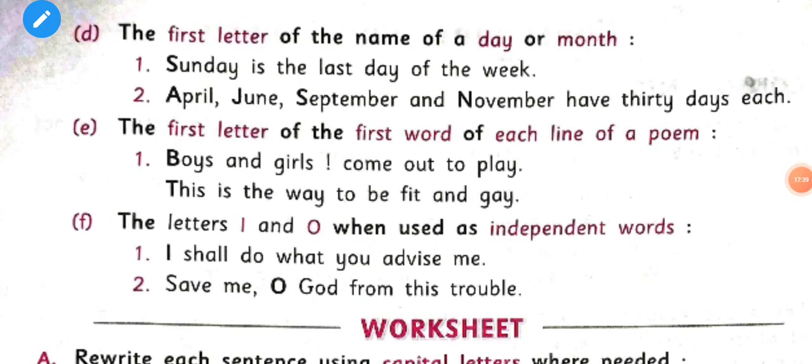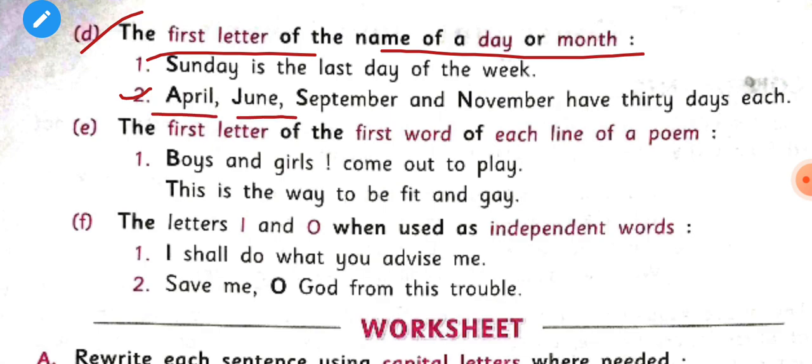Children, the next rule is the first letter of the name of a day or month. Whenever you are writing any name of days like Sunday, Monday, Tuesday, Wednesday, Thursday, Friday or Saturday, then we have to write the first letter of the day name capital. And whenever you are writing any month's name, then we have to write the first letter of that month capital. For example, April, June, September, November, etc.